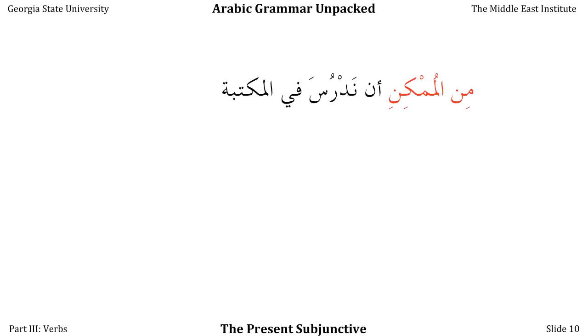Another instance in which we can use the Muladhara mansub is after what we call impersonal expressions. Min al-mumkin an nadrusa fil maktaba. Min al-mumkin means it is possible. The min is idiomatic. Usually min means from or among. But here it's just a way of giving you a set expression, an impersonal expression. Min al-mumkin an nadrusa fil maktaba. It is possible that we study in the library, or something in English like we might study in the library, or we could study in the library.